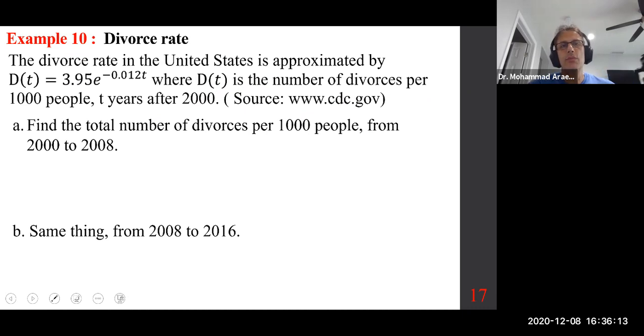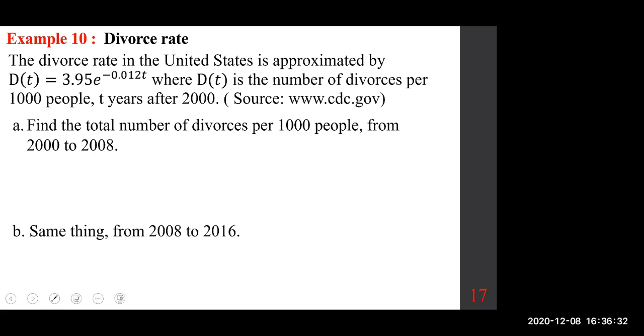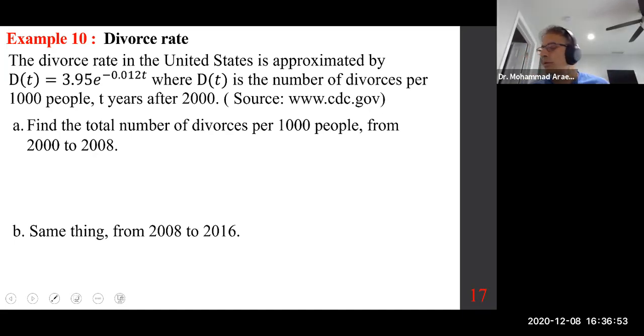Could somebody read this question, please? Okay, anybody feels like reading this for us? The divorce rate in the United States is approximated by D(t), where D(t) is the number of divorces per 1,000 people, t years after 2000. Find the total number of divorces per 1,000 people from 2000 to 2008. B. Same thing from 2000 to 2016. Thank you so much.